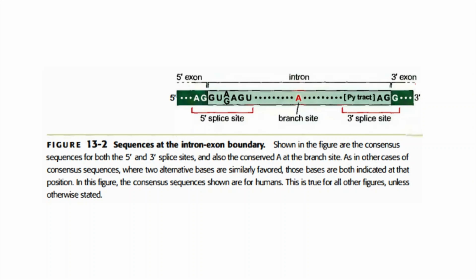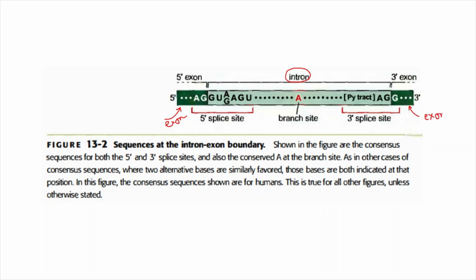Now let us see what is the structure at the intron-exon boundary. As you have seen in the previous slide, this dark green region is one exon, and then the middle lighter green region is the intron. This has been shown as the intron, and then you have another dark green region at the 3' end, which is another exon. So this is the notation that has been followed in this book.